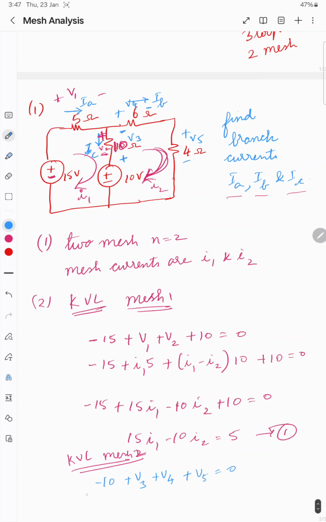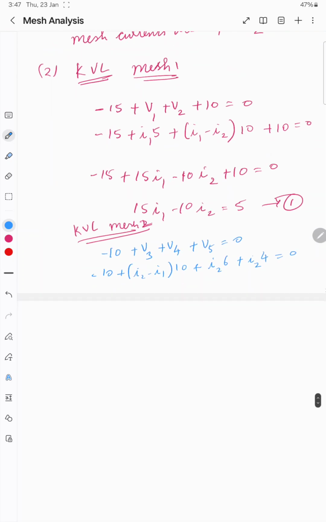Okay, so what is V3? That is the voltage drop across 10 ohms with respect to mesh 2. So I2 is entering the plus, where I1 is entering the minus. So the net current is I2 minus I1 times 10. What is V4? The current I2 through 6 ohms, the current flowing is I2 and the resistance is 6. What is V5? The current flowing is I2 and the resistance is 4.